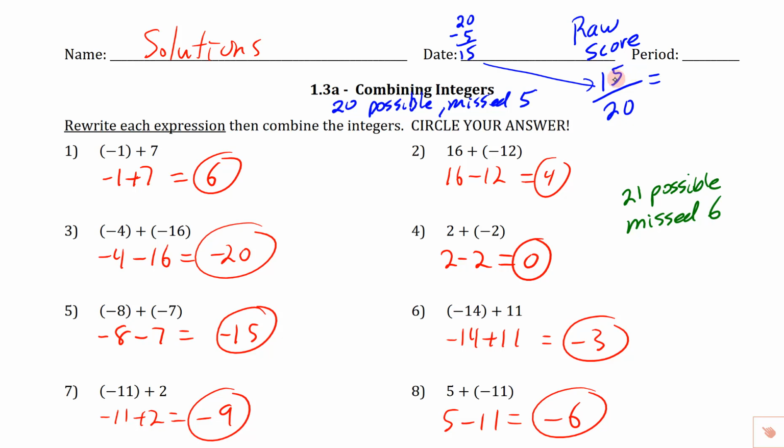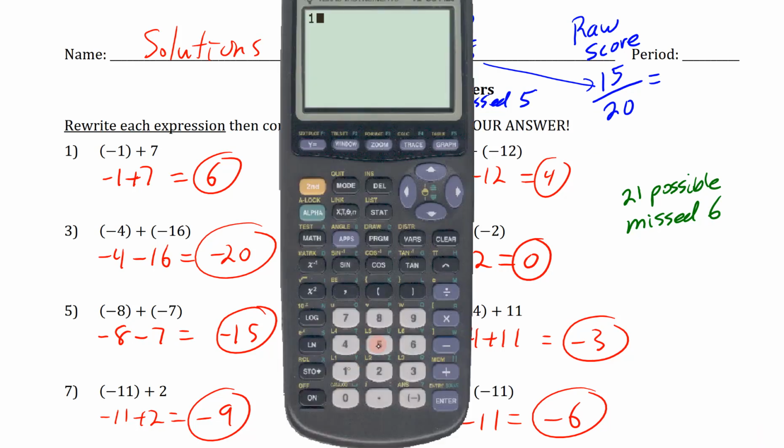Whenever you've got a raw score, you're going to take the top number and divide it by the bottom number. You're going to take how many you got right and divide it by the number that were possible on the assignment. So I'm going to come up here and we're going to do 15 divided by 20. We hit enter and we get 0.75.